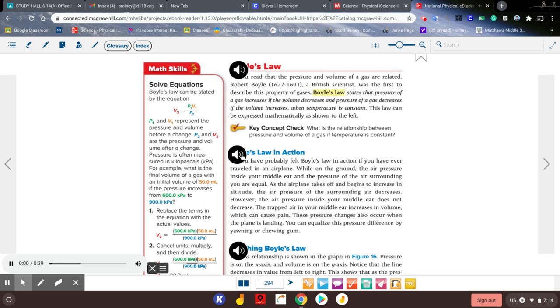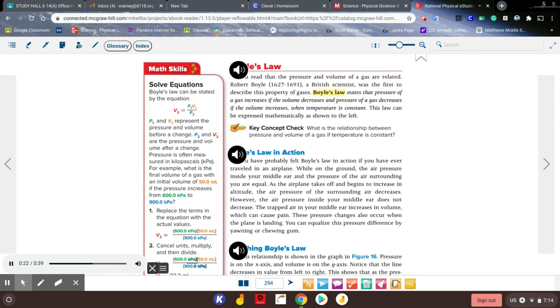Boyle's law in action. You have probably felt Boyle's law in action if you have ever traveled in an airplane. While on the ground, the air pressure inside your middle ear and the pressure of the air surrounding you are equal. As the airplane takes off and begins to increase in altitude, the air pressure of the surrounding air decreases.